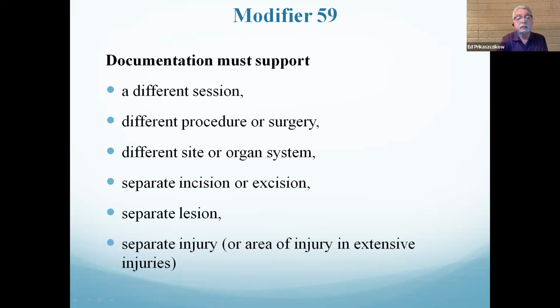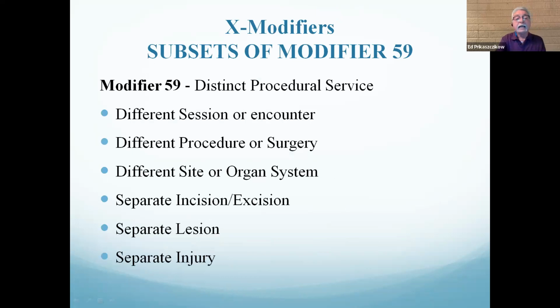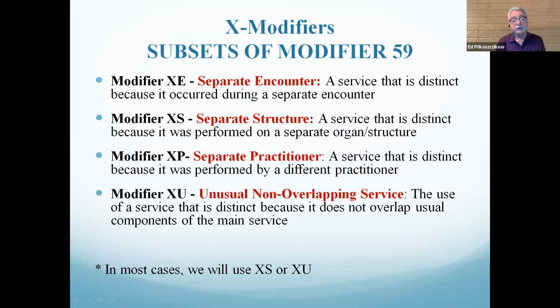And that all has to be set forth in the documentation. Now, the X modifiers were developed by CMS back in 2015 to help reduce overpayment, because they thought they were getting gouged with the 59 modifier, and they thought they'd rein this in if they used the X modifier. And this is the definition of the 59 modifier, all these different things that would help qualify it. And these are the X modifiers, and basically they parallel each other.